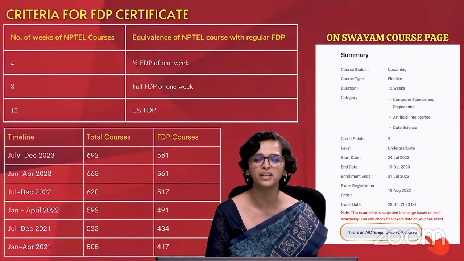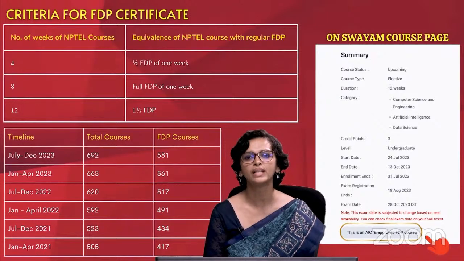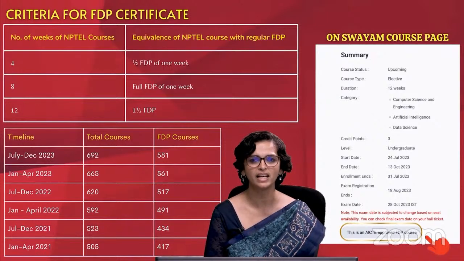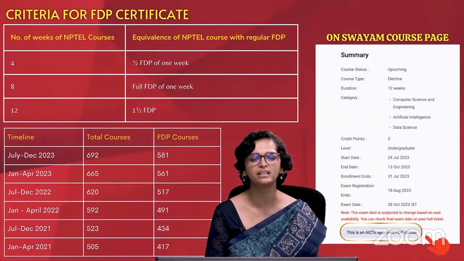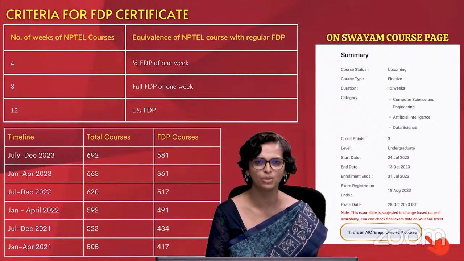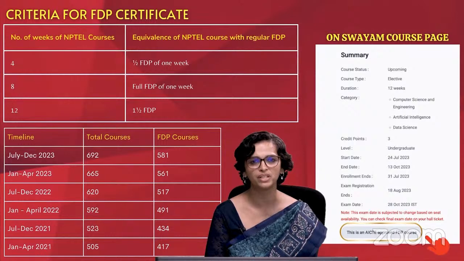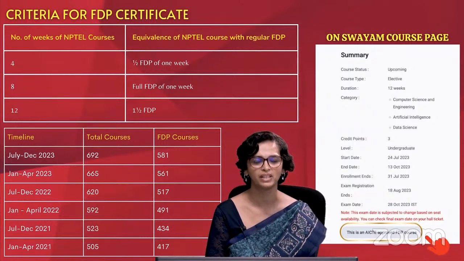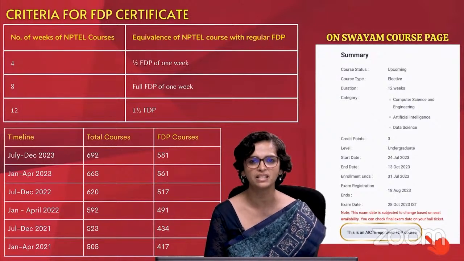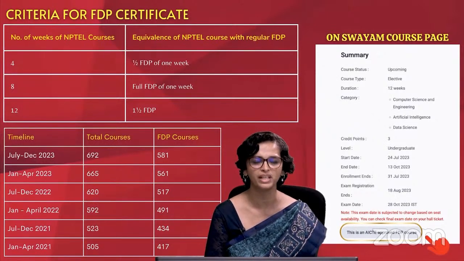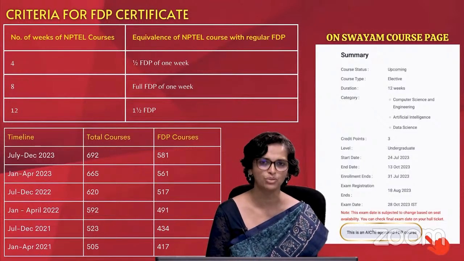And how can you identify the courses that are available for faculty to take as FDP? That is marked in the red color there on the right side if you can see it. In every course under the description, if we have mentioned that this is an AICTE approved FDP course, that course can be completed in this manner. They can apply for the certificate and get an FDP certificate. So in the July semester of 2023, you can see that out of 692 courses we are totally offering, 581 courses are categorized as FDP courses.